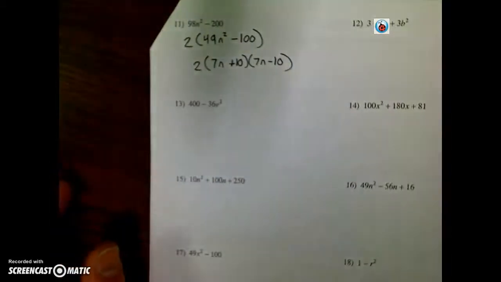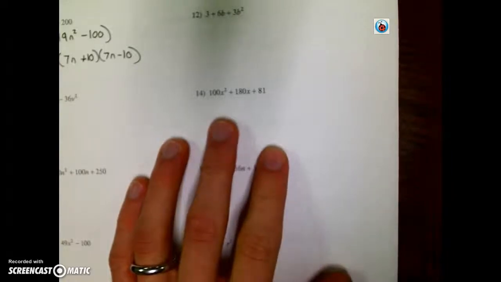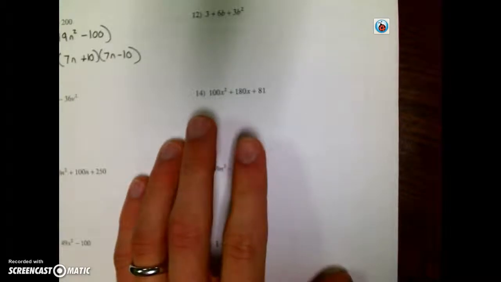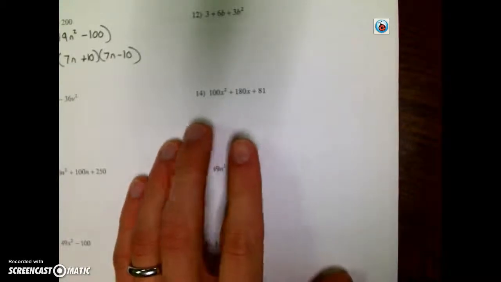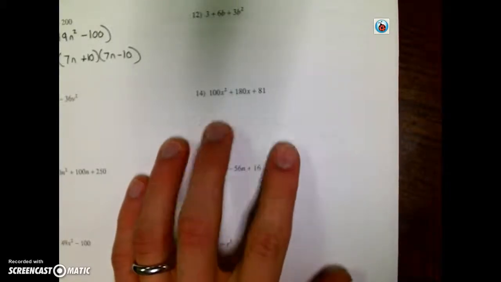All right. So if we're looking at one like 14 here, you may see those large numbers and be like, hey, then maybe there's a greatest common factor in that. But once you try it, you'll realize that there's not, right? There's not a common factor between 100, 180, and 81. Not even 2, right? Because they're not all even. So this is one we're going to have to factor on our own here.